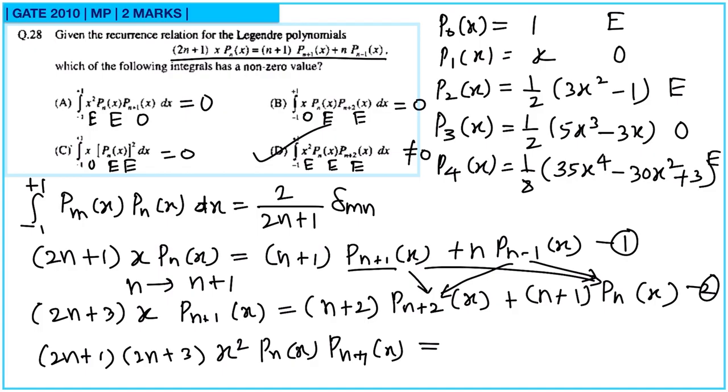Similarly, you can do this calculation for B, C and D. And then also you will get that for option D, you will get a non-zero integral value. So these were all the questions from the GATE 2010 paper.